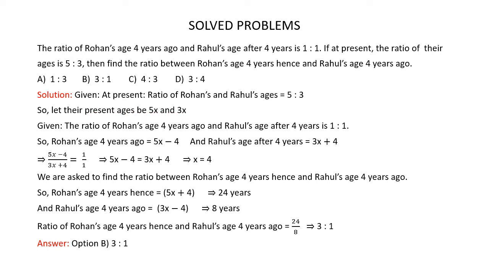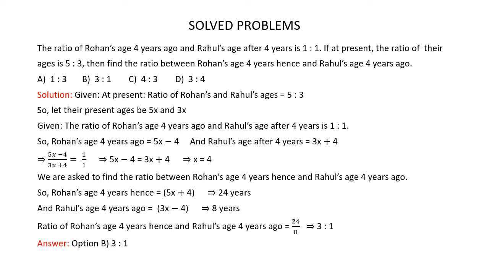It's given the ratio of Rohan's age 4 years ago and Rahul's age after 4 years is 1:1. Now we know that Rohan's age at present is 5x. So his age 4 years ago would have been 5x minus 4. We know that Rahul's present age is 3x. So Rahul's age after 4 years will be 3x plus 4. So (5x minus 4) divided by (3x plus 4) is equal to 1 divided by 1. On cross multiplication, we get 5x minus 4 is equal to 3x plus 4, and on solving we get x is equal to 4.